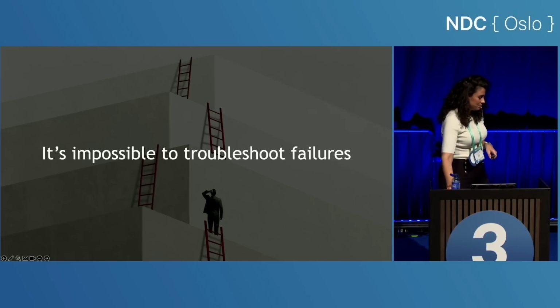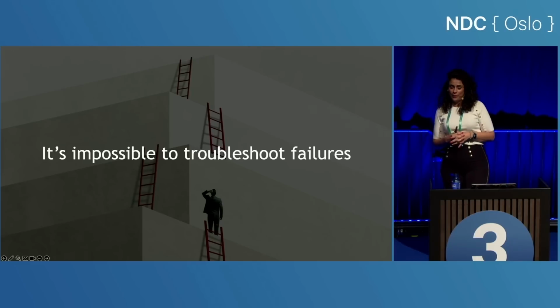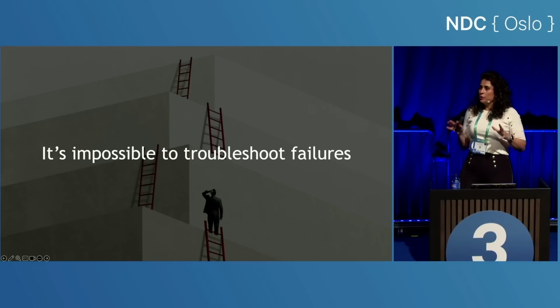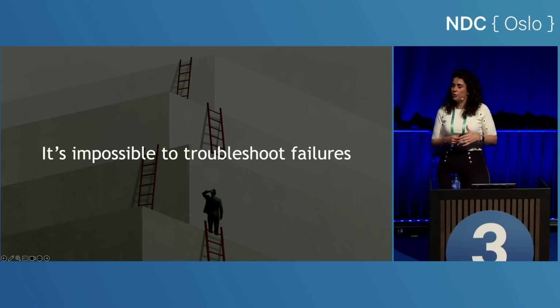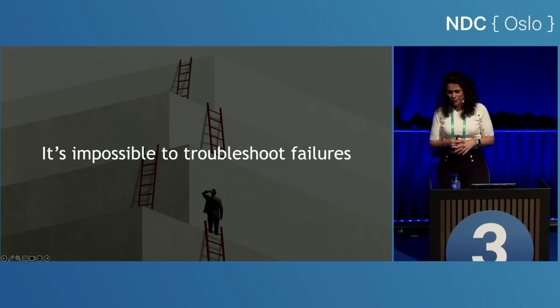All right. Brings me to the next problem. It's impossible to troubleshoot failures. This is another problem that affects any type of distributed system, but even more so if you use asynchronous communication. It's just magnitudes more painful.